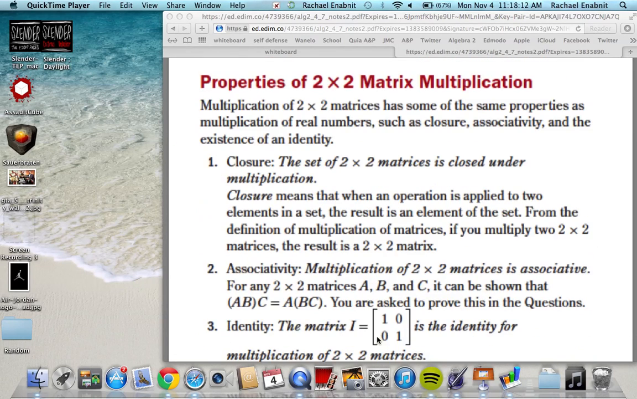Properties of 2x2 matrix multiplication. Multiplication of 2x2 matrices has some of the same properties as multiplication of real numbers, such as closure, associativity, and the existence of an identity.